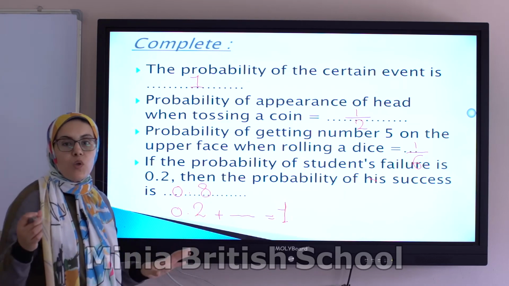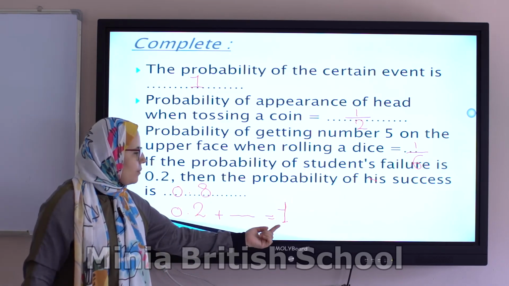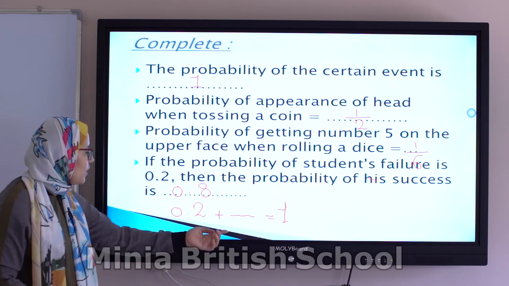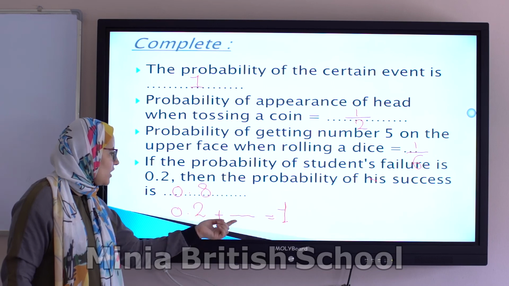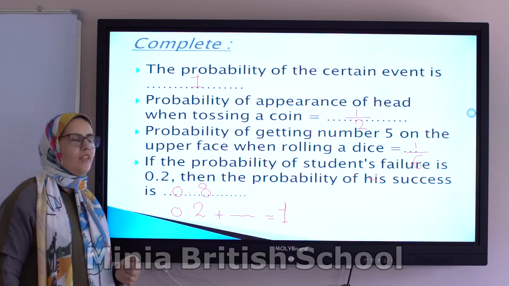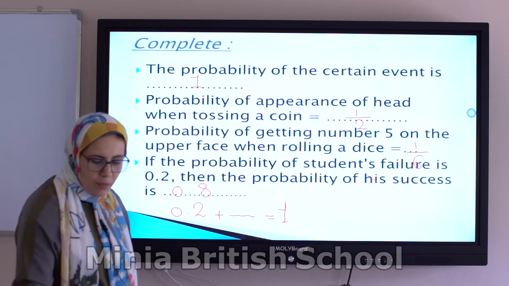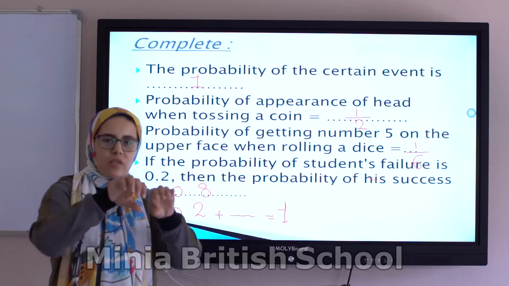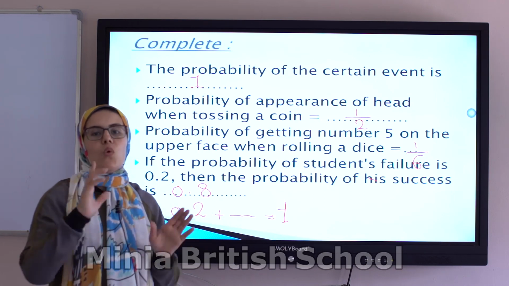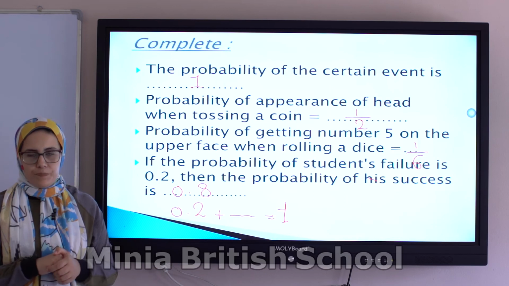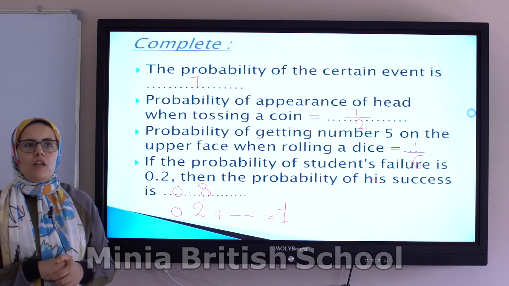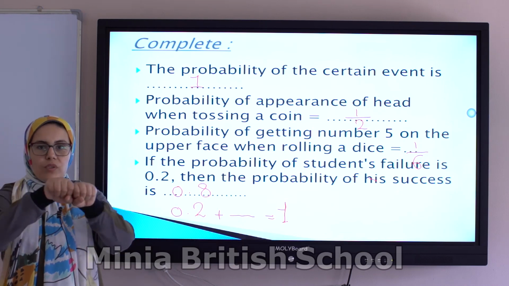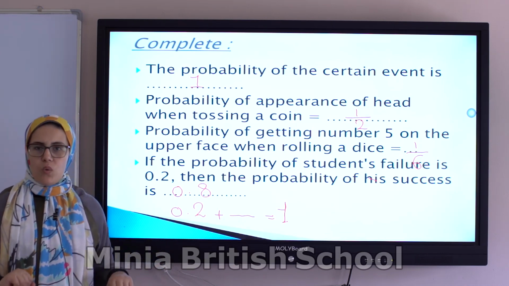It is 8 parts from 10 parts, because this whole 1 means 10 parts. Each part means 0.1. So to get this one, 0.2 plus what gives me 1? 0.2 plus 0.8. That's it. So the probability must equal 1 in general. The probability of something and the opposite of it, both of them must give you the whole 1. Like the probability of rich people and the probability of poor people. If you add them together, they give you 1. It must give you the whole 1.